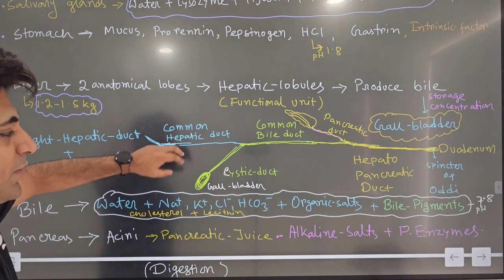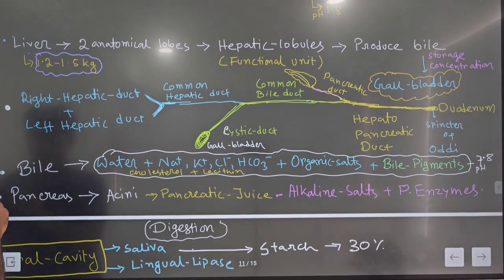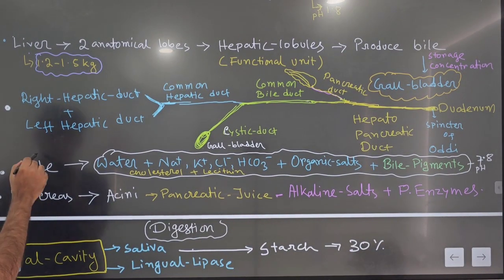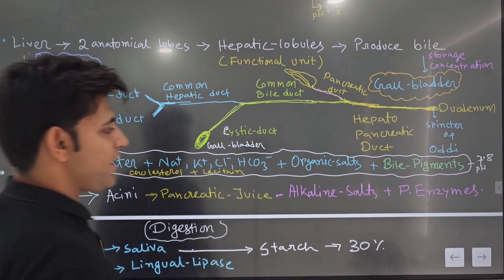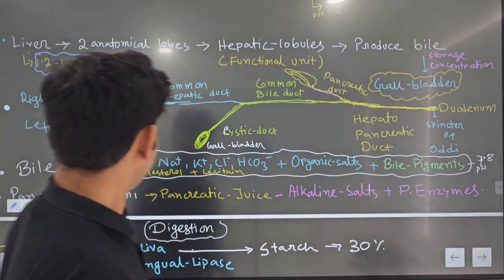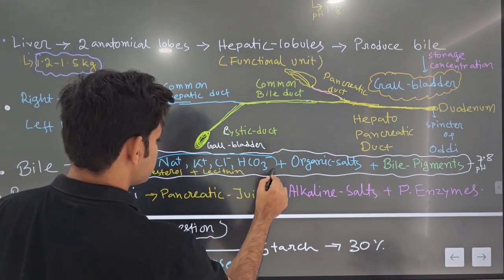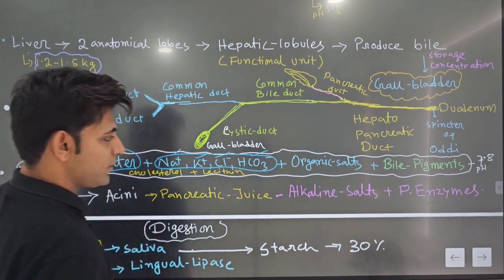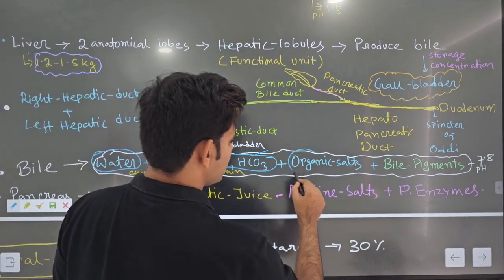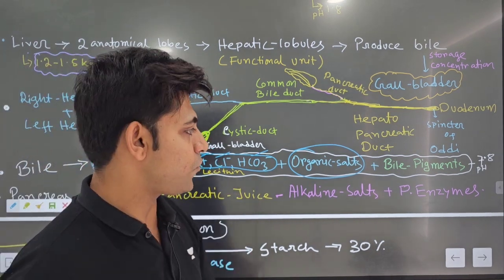I will explain it again with a diagram. Now bile. The liver will produce bile, right? What actually is bile? Bile is a mixture of water and some mineral ions, the usual kind of ions: sodium ion, potassium ion, chloride ion, bicarbonate ion. Some organic salts are there. What are the organic salts of bile? Sodium glycocholate and sodium taurocholate.